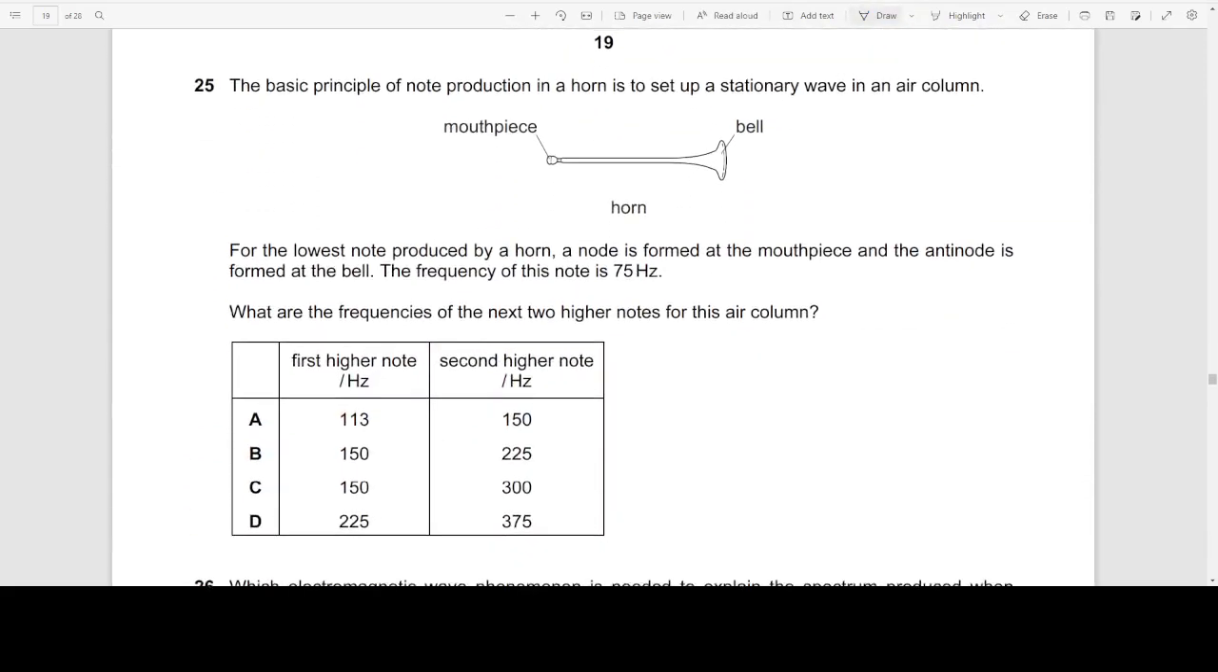The basic principle of note production in a horn is to set up a stationary wave in an air column. For the lowest note produced by a horn, a node is formed at the mouthpiece and an antinode is formed at the bell. So we have a node over here and an antinode over here. The frequency of this note is this. What are the frequencies of the next two higher notes for this air column?